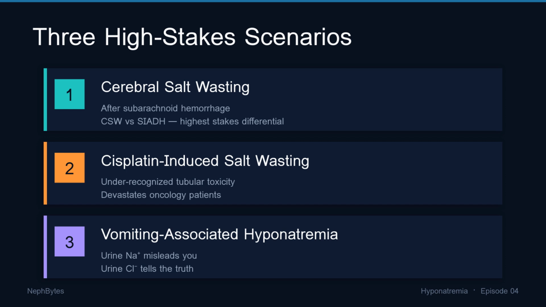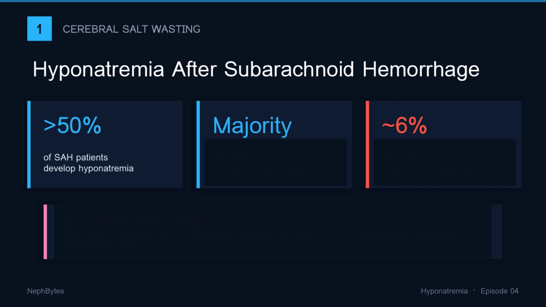Cerebral salt wasting. Hyponatremia after subarachnoid hemorrhage occurs in over 50% of cases. You're going to see it constantly in any patient who has had a subarachnoid bleed. The majority of those cases are SIADH. We covered the treatment last episode. 3% saline, never fluid restrict.